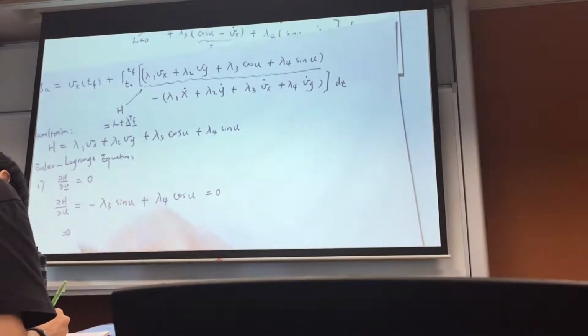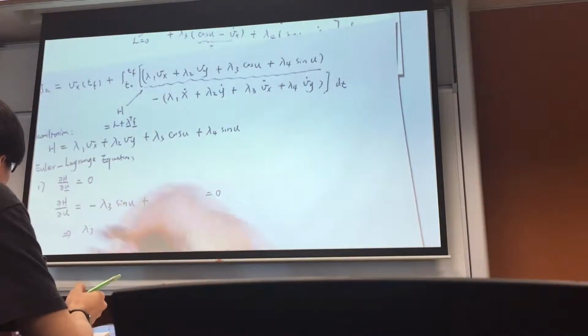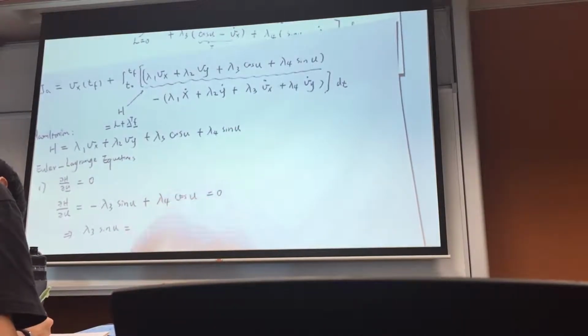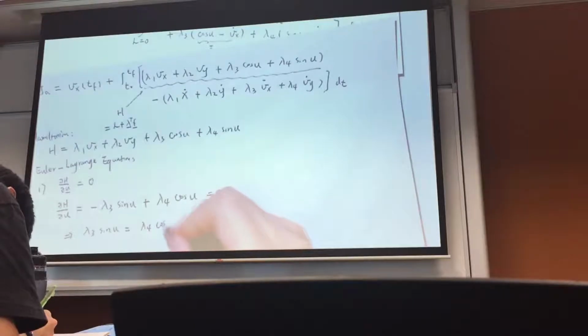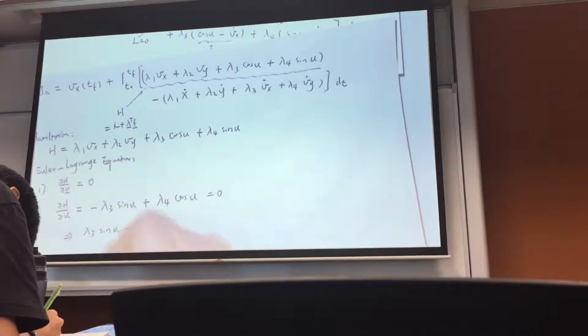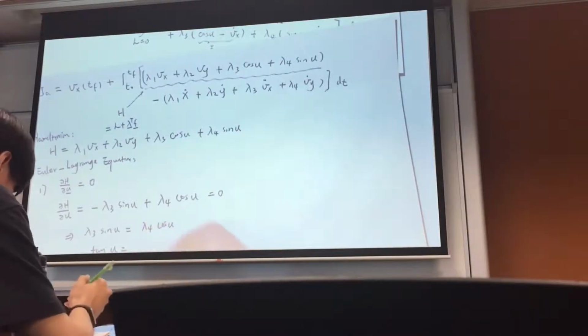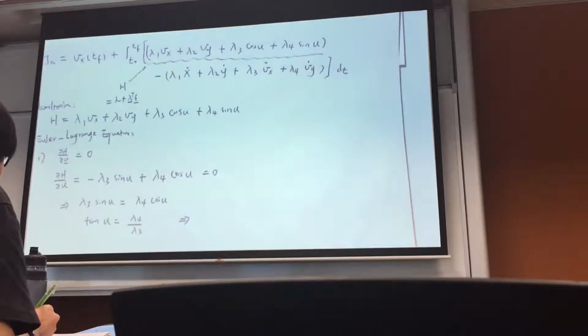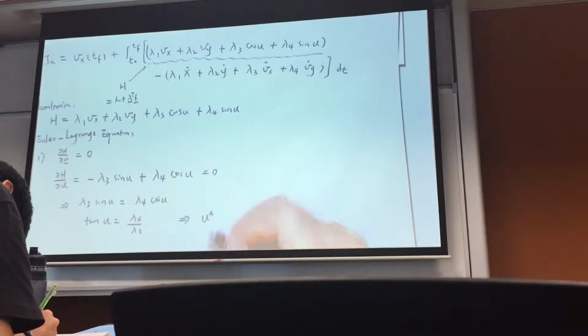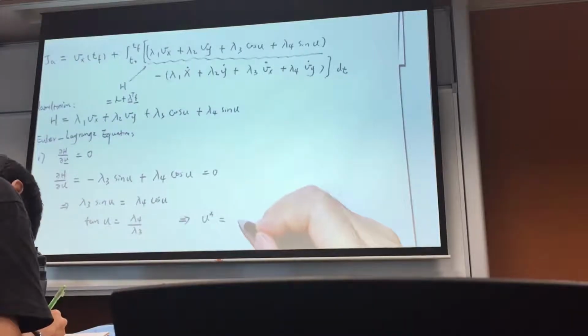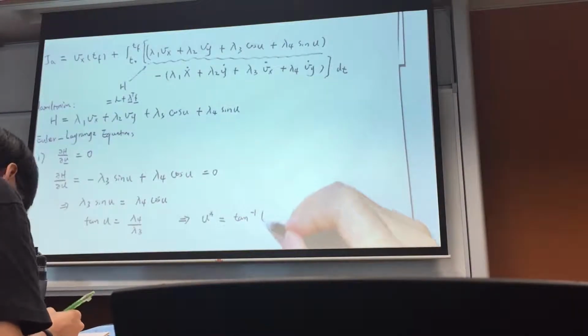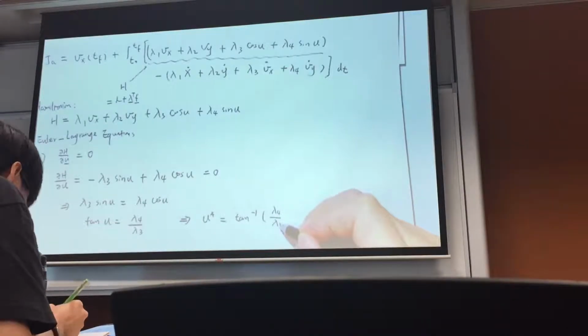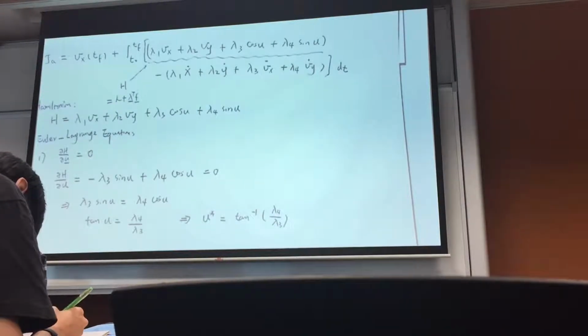So we have lambda 3 sine u equal to lambda 4 cosine u. So we have tangent u equal to lambda 4 divided by lambda 3. From here, we can derive the optimal control. So this optimal control equals arctangent of lambda 4 divided by lambda 3. So these are the equations of the optimal control.